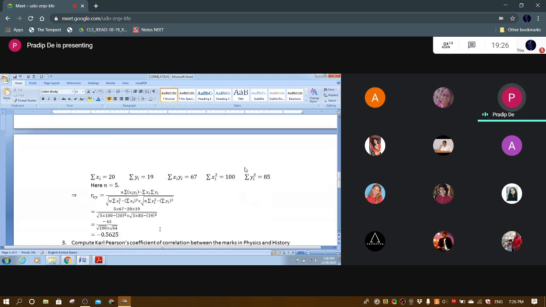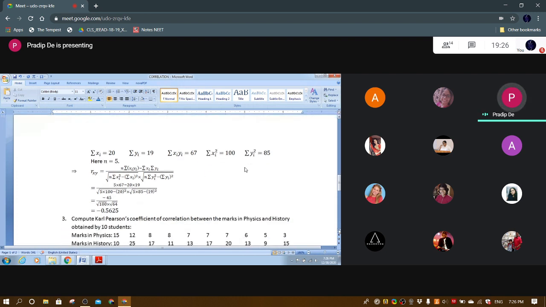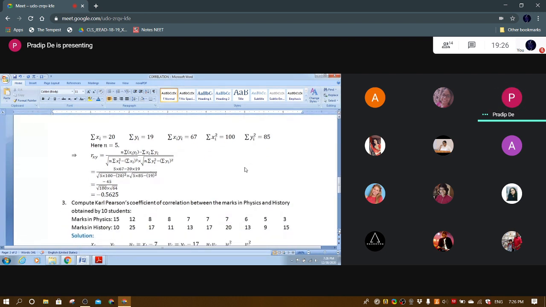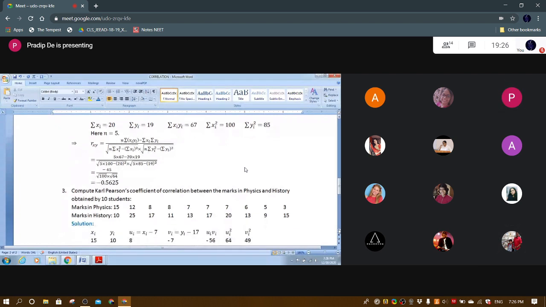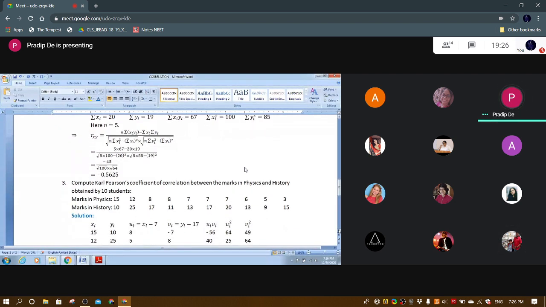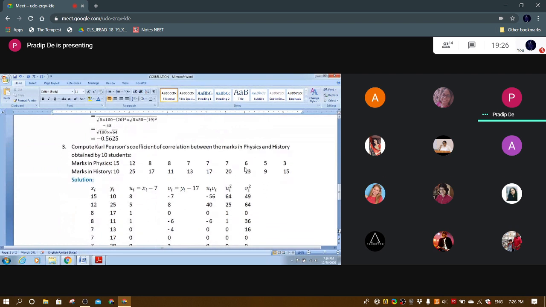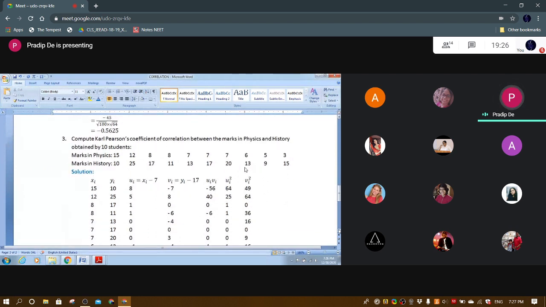Minus 0.5625. What did you call it? So moderate degree of correlation. Yes, moderate negative. The other one, see, this is the example I gave you. Marks in physics, marks in history. Any guess? Positive or negative correlation? Negative. From our experience also, you may check. Take any class 9 or class 10 student, ask him, ask her.